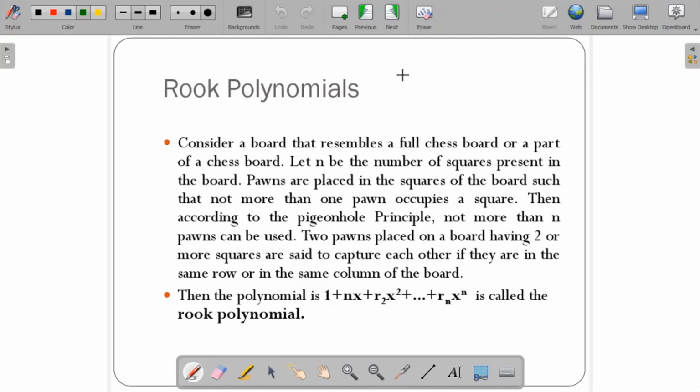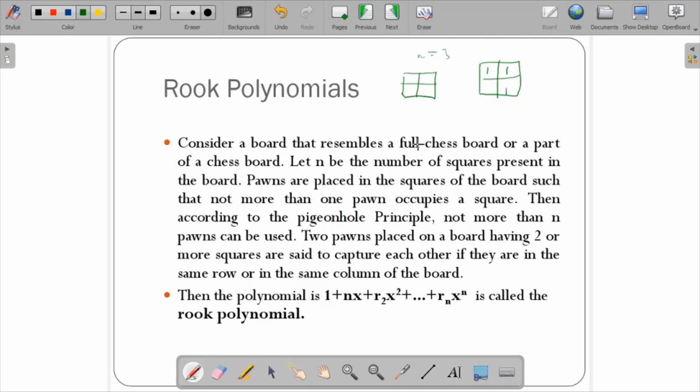Consider a board, that is nothing but a chessboard, or a part of a chessboard. Let n be the number of squares present in the board. Now n is whatever squares are present in the board. For example, in the chessboard you might keep pawns in this location, this location, and this location. So n will be nothing but where exactly the pawns are placed. If this square doesn't contain anything, then n will not count it, so n will be just the value 3.